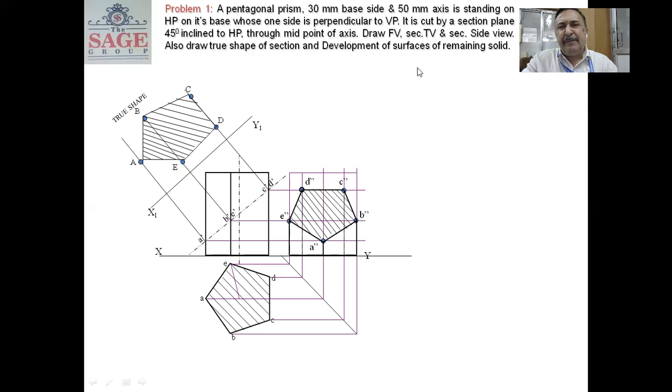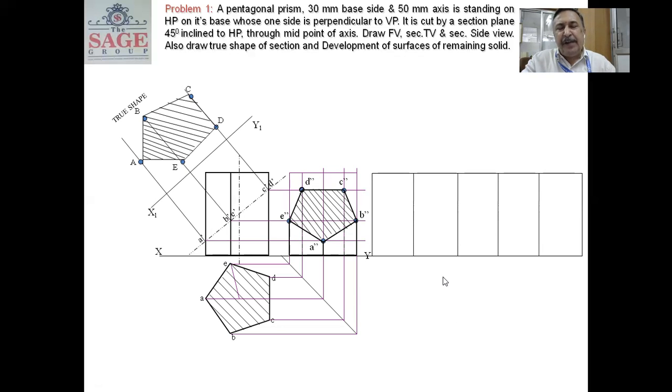Now we draw the development of surfaces. Now for development, this is a prism, so parallel line development is used for developing this solid. We draw a pentagonal prism having 1, 2, 3, 4, 5 rectangles. This is the side of the base, and this is the height of the prism. So this is the complete development of the pentagonal prism.